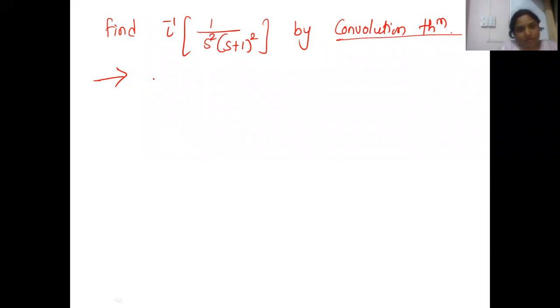Okay, so by convolution theorem means you should first identify the two functions which are multiplied together. So can you just tell me the two such functions which are multiplied?